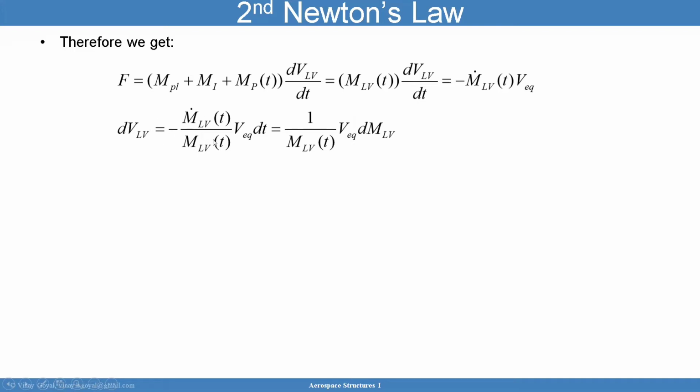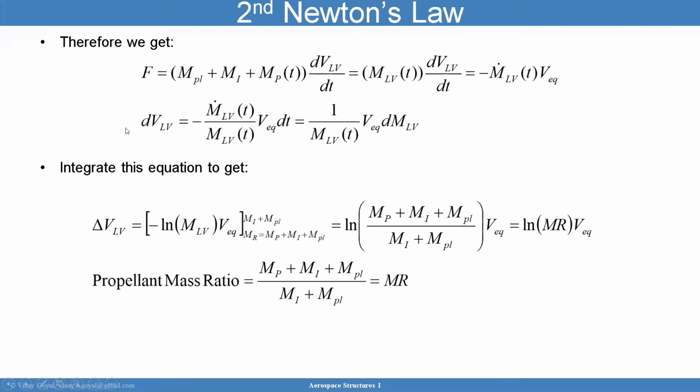Now what I can do is notice how this multiplication, m dot LV times dt, becomes just dm_LV. And so that's fairly straightforward. This times dt is just dm_LV. And so I get this equation here equal to the left-hand side. Now I can integrate this equation to get the change in velocity of the launch vehicle, which is equal to the natural log of m_LV, and notice how the integral of this equation is logarithmic, times the equivalent velocity.